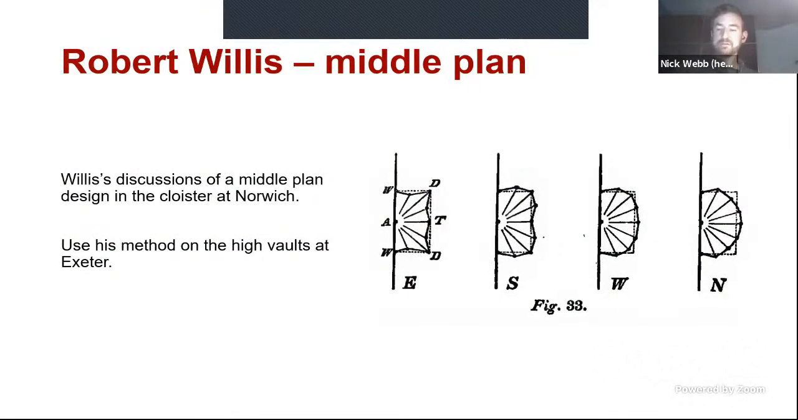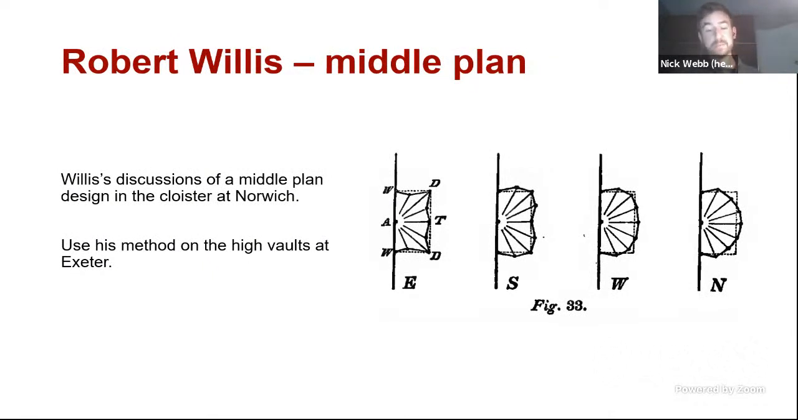So we'll now look at a Grasshopper model of the nave vaults at Exeter Cathedral in a bit more detail. And to explore this, we can make use of one of Professor Robert Willis's ideas. Remember Willis, who I mentioned at the beginning of the talk. So Willis introduces the idea of a middle plan. And here a section is taken horizontally at approximately half the height of the vault.